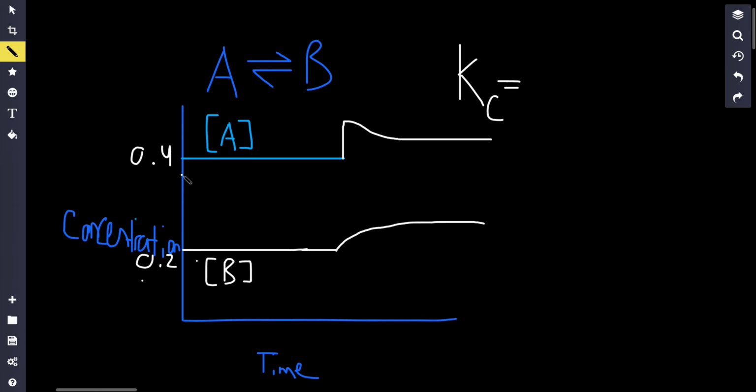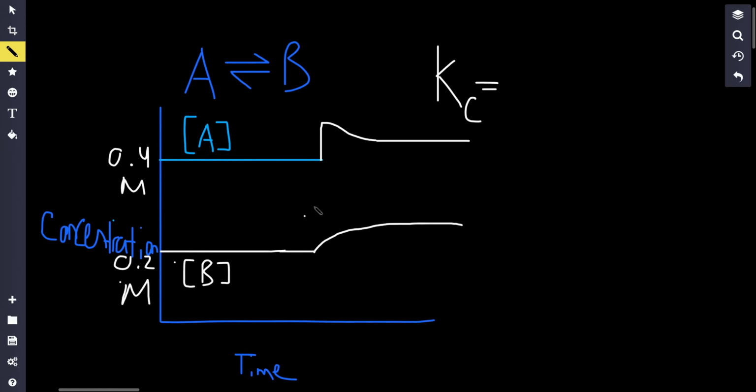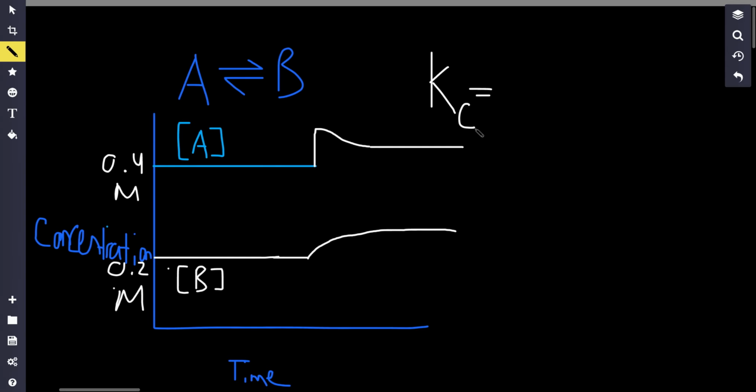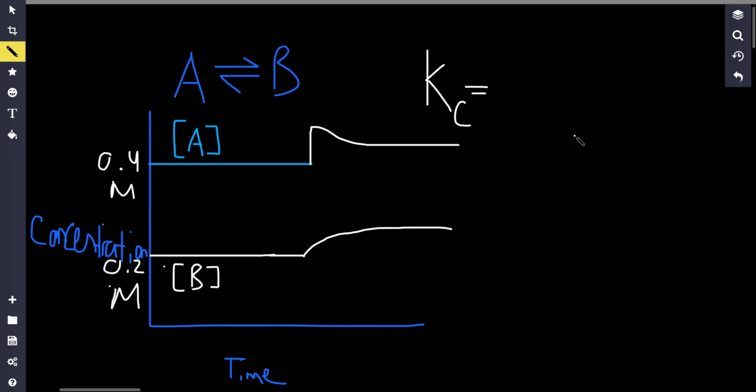Now you can see in this diagram, the concentration of A is 0.4 molar. Concentration of B is 0.2 molar. Now, if we wanted to write out the equilibrium constant for this reaction, let's say this reaction is at some temperature. Let's say this is at, I don't know, 300 degrees Kelvin. Just doing a random temperature.